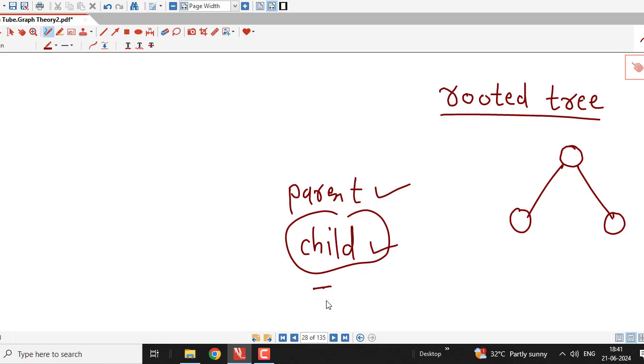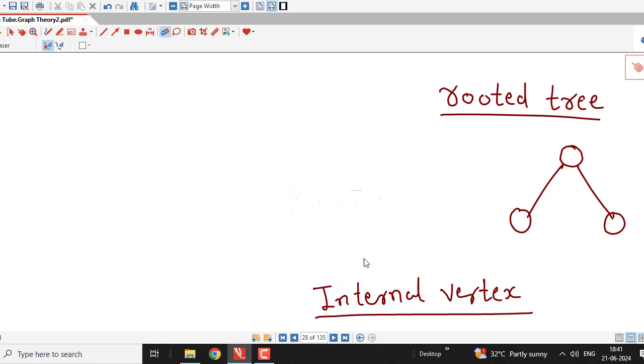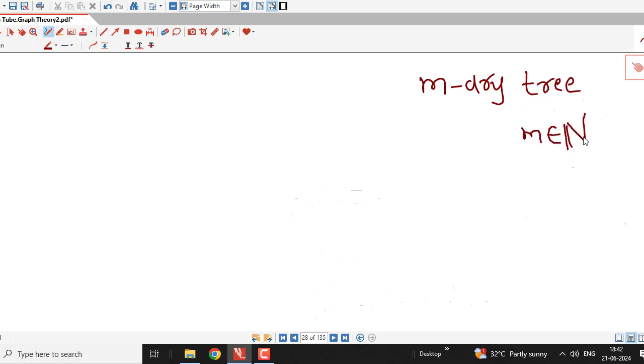And we have also understood the definition of an internal vertex. An internal vertex is a vertex that has at least one child. So using that definition of internal vertex, we can define the m-ary tree, where m is a natural number or positive integer. We understand the definition of m-ary tree with the help of a rooted tree.